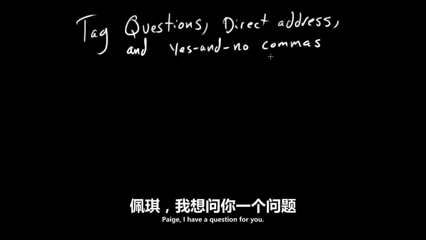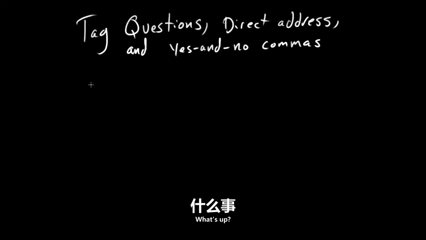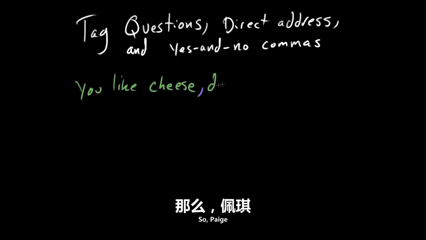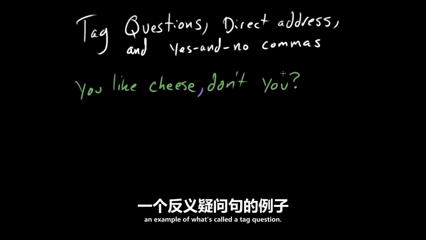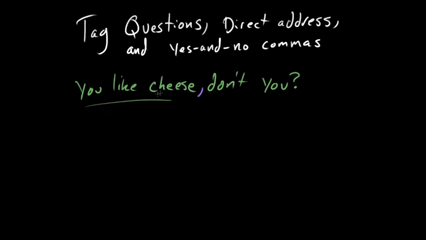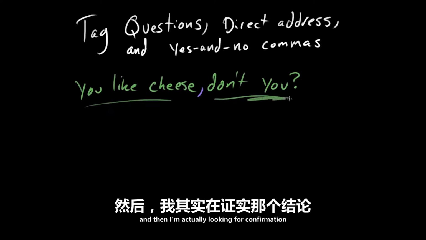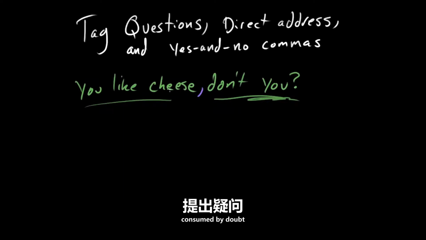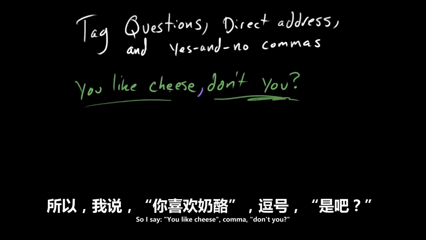Hi, David. Paige, I have a question for you. What's up? You like cheese, don't you? Why, yes, I do. So, Paige, what I've just asked you is an example of what's called a tag question. So I'm making an assertion, and then I'm actually looking for confirmation. So I'm making a statement, and then consumed by doubt, I have to turn, comma, and ask you for confirmation. So I say, you like cheese, comma, don't you?